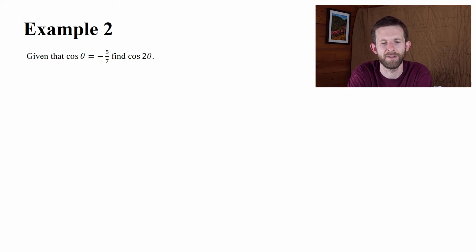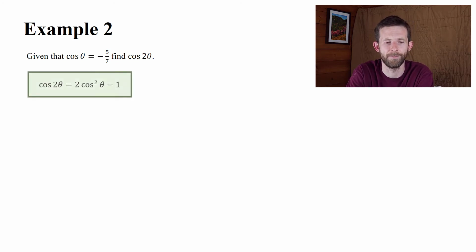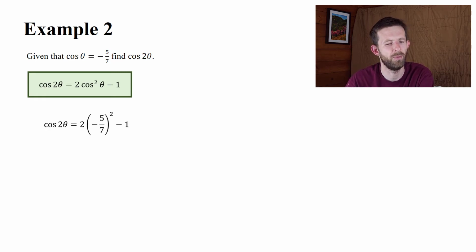Given that cosine of theta is negative 5/7, find cosine of 2 theta. So we're given cosine, so let's use the formula that actually uses cosine. Cosine of 2 theta is 2 cosine squared of theta minus 1. So 2 times negative 5/7 squared, minus 1.